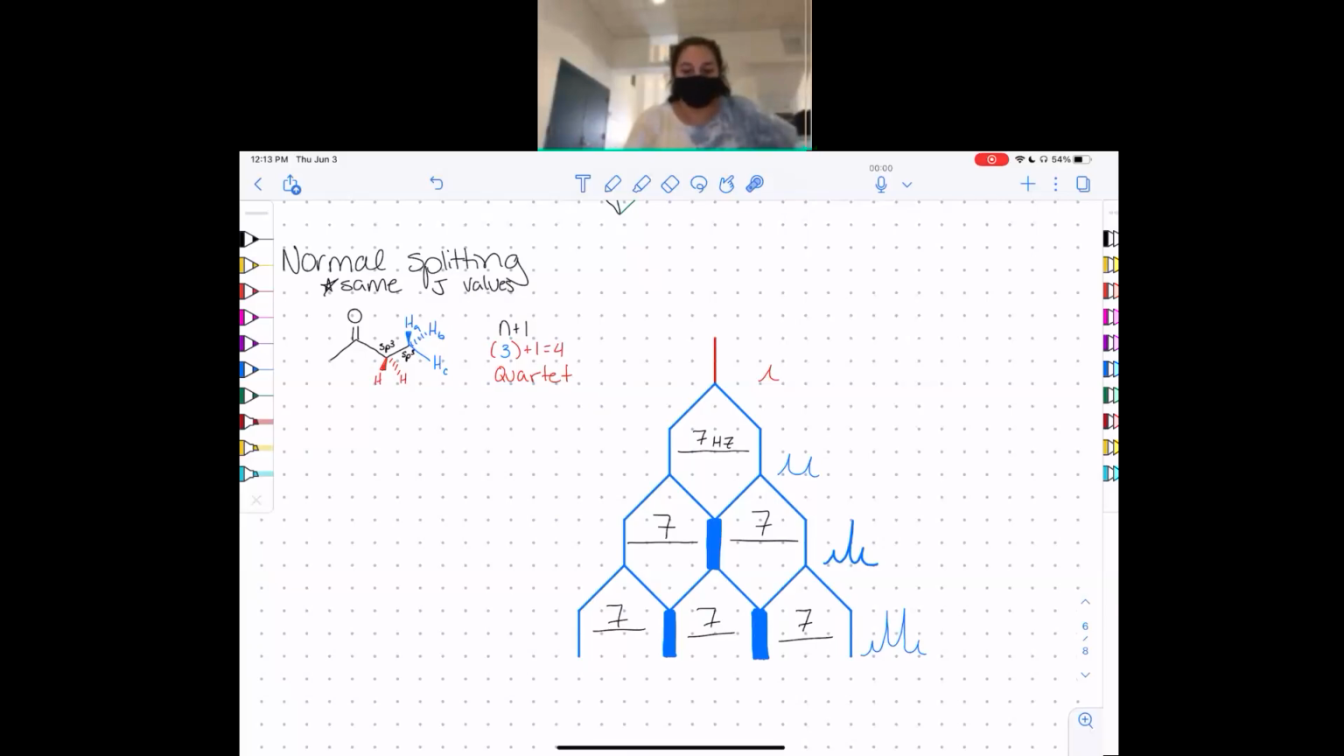So splitting is when each of these hydrogens break the signal into two separate signals, or two separate peaks, excuse me. So the one signal goes to two peaks, goes to three, goes to four. Any questions before we move on to complex splitting?